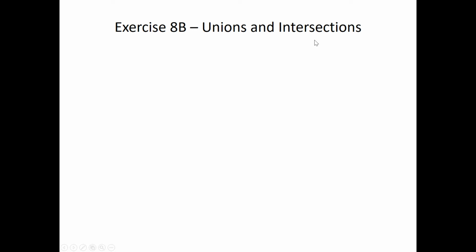We are now looking at our second exercise for this probability unit. We are looking at unions and intersections. You would have heard a little bit about intersections and unions when you were looking at quadratic inequalities in Maths B Advanced. We're going to be using a bit of that set notation as well today.